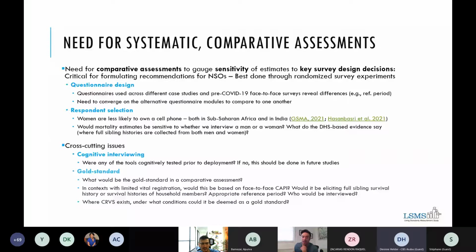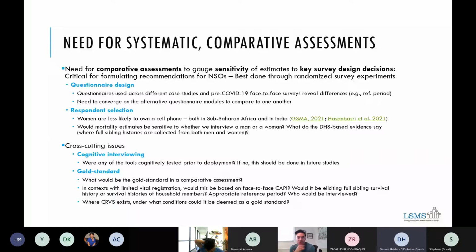And finally, a word on the gold standard. I think as a community, we should reflect on what the gold standard would be in a comparative assessment. So I think there are several questions here that I would pose for discussion. In contexts with limited vital registration, would that gold standard be based on face-to-face CAPI? Would that amount to eliciting a full sibling survival history, or would it be just specific to survival histories of household members? What would be the appropriate reference period?